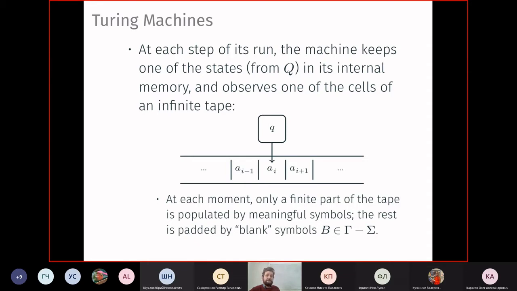So the rest of the tape, which is not used by the moment, is padded by blank symbols, which we denote by B, for example. And B is not in sigma. It's an extra letter which is used only in the computational process. The head, or the computing unit of the Turing machine, holds the state Q. So inside your computer, in a sense, you will have a finite amount of memory. So it's like a finite automaton, if you know what it is. And all the infinite memory is on the tape.